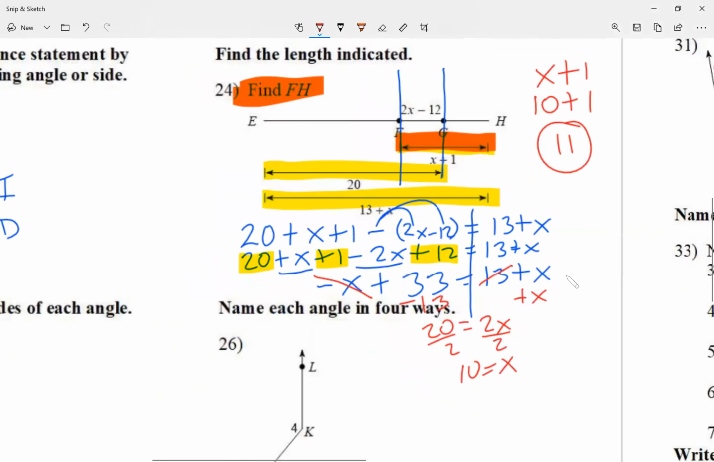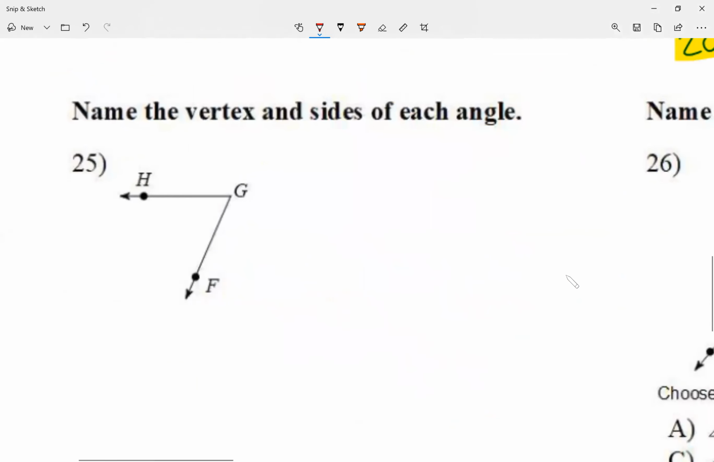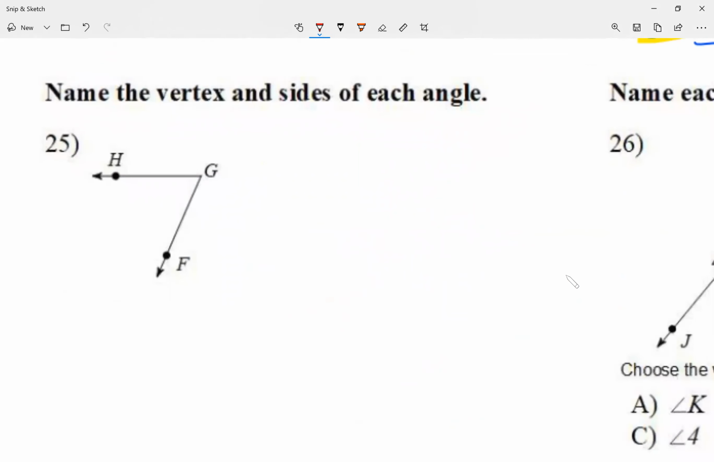Moving along, let's take a look at question number 25. Name the vertex and the sides of each angle. Vertex, I mentioned vertex looks like the first letter. If I make it a little bigger, it looks like a corner. Vertex is the corner of the angle. In this case, it is the point G.